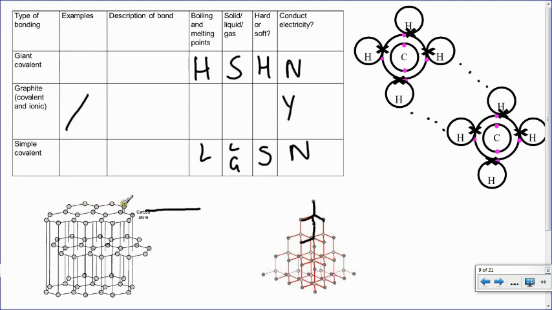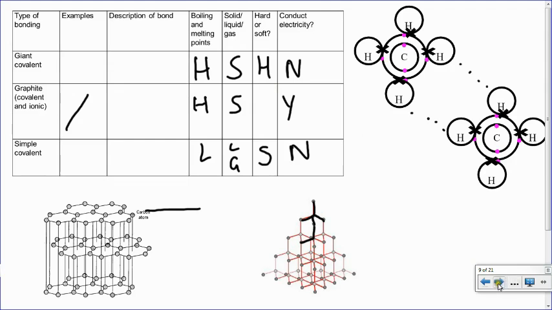So you've got these stronger layers, and then you've got these very weak bonds between the layers. So graphite's a bit strange. Boiling and melting points are still high, because you've got these stronger bonds there. It's a solid. But is it hard or soft? Strange one. It's slippery. These layers can slide over each other because of the weak bonds between the layers. So that's why graphite's often used as a lubricant. So let's leave that blank and say it's kind of slippery. It's softish. The layers will slide over each other.